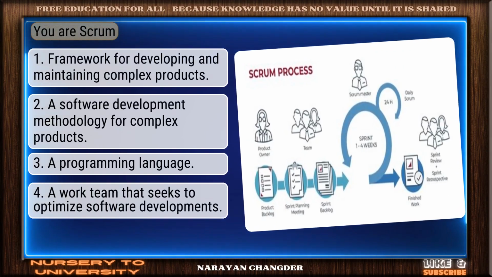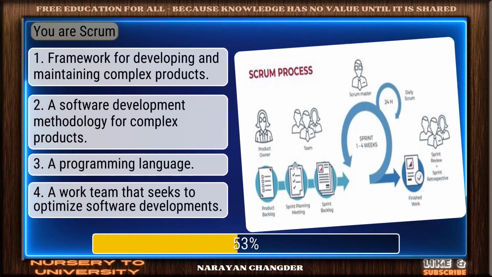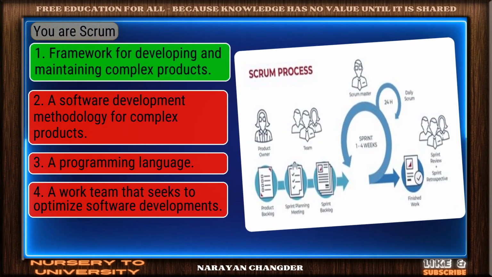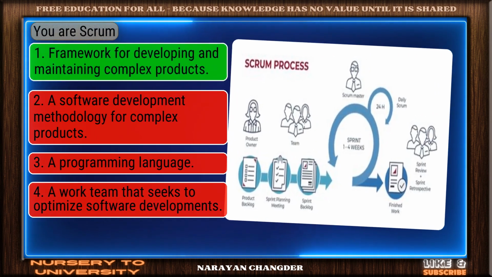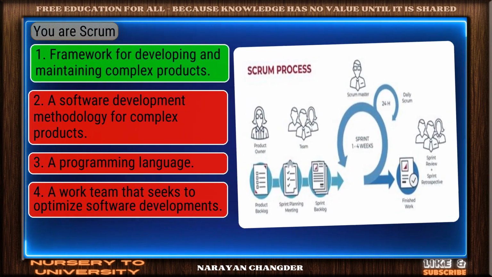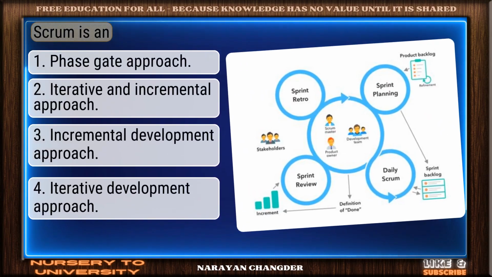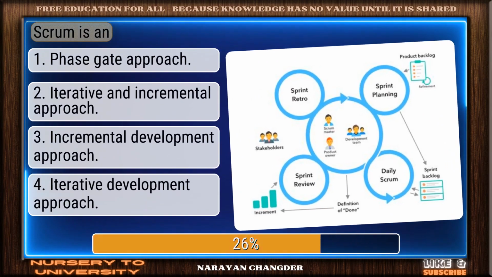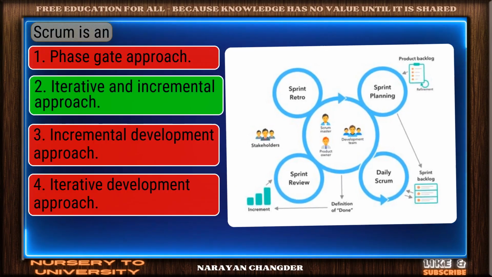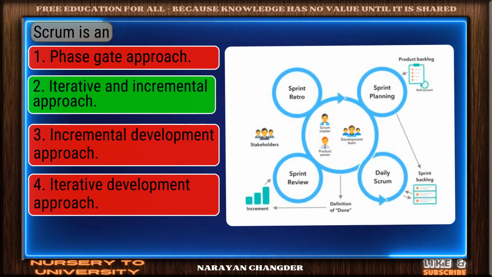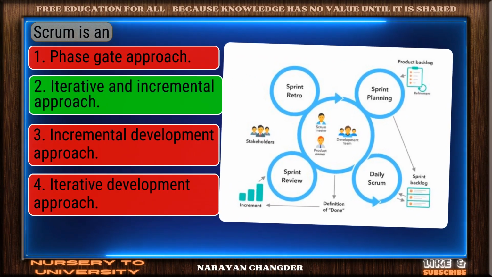Question number 79. You are Scrum. Well reasoned. Framework for developing and maintaining complex products is the correct choice. Question number 80. Scrum is an... Well done. Iterative and incremental approach is the right choice.